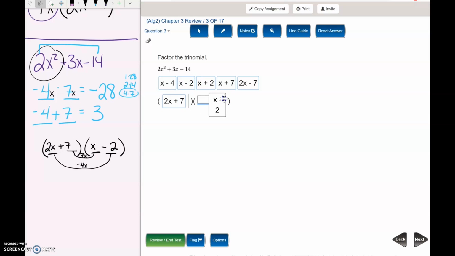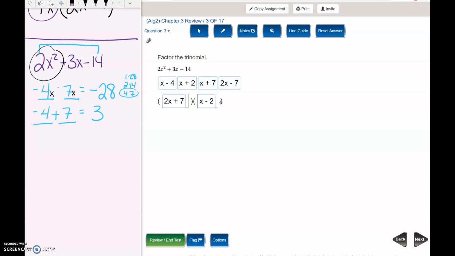Now, if you prefer factor by grouping, you would do 2x squared, and take this middle term 3x and split it up using these numbers. So minus 4x plus 7x, and then the plus 14 from the end of that problem. Split this into two groups.